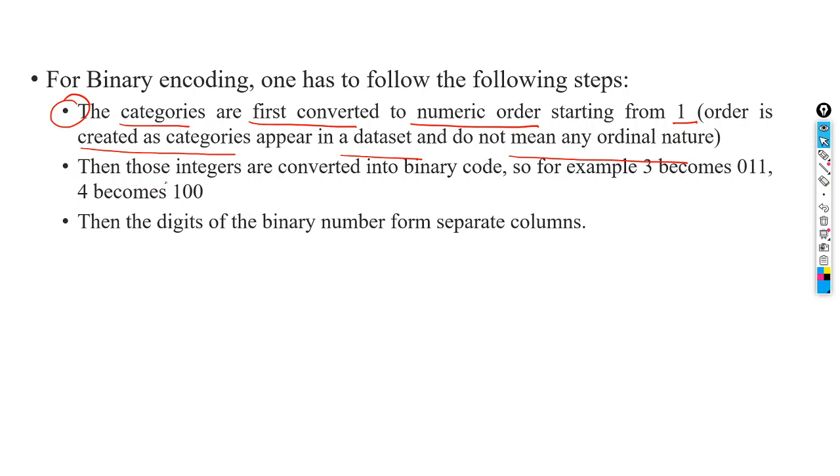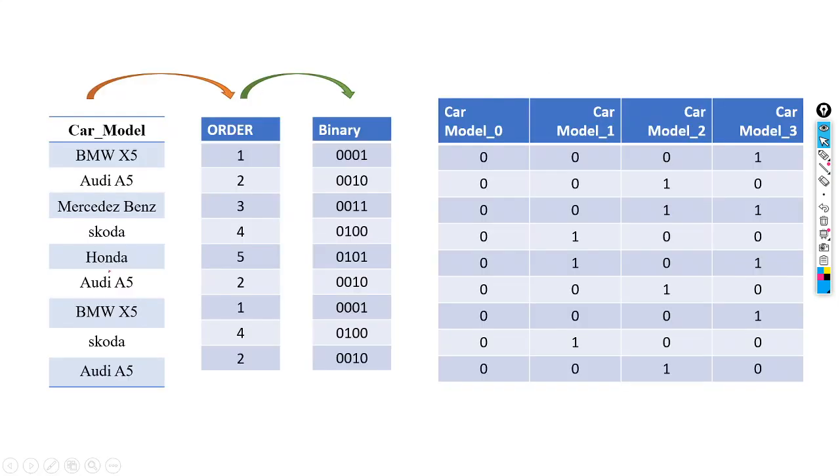So the integers are converted into binary. For example, here is my data, the car model. This is one categorical feature under the car model. BMW, Audi, Mercedes-Benz, Skoda, Honda, these are the different labels.